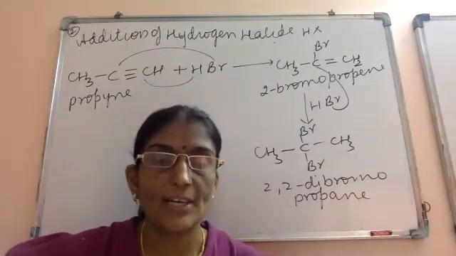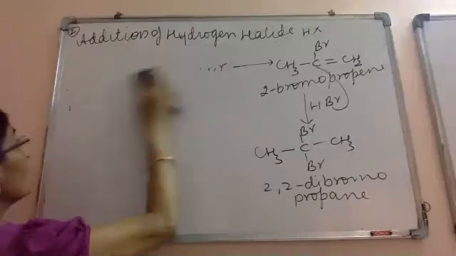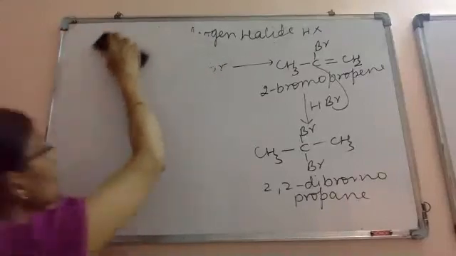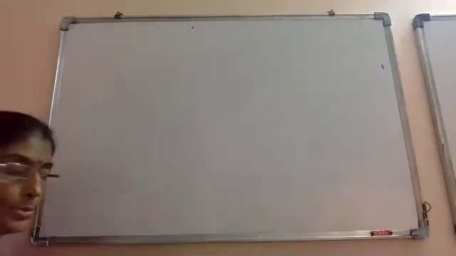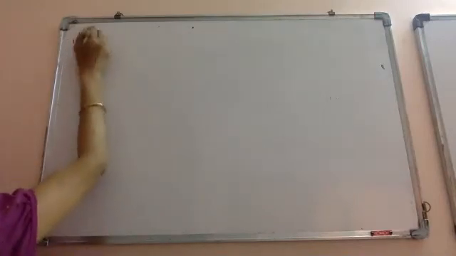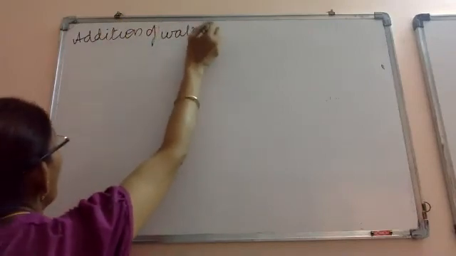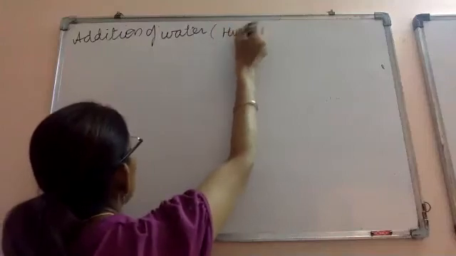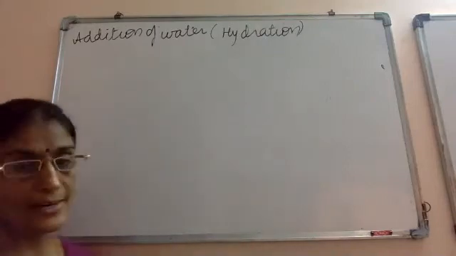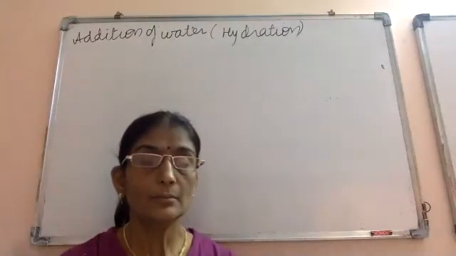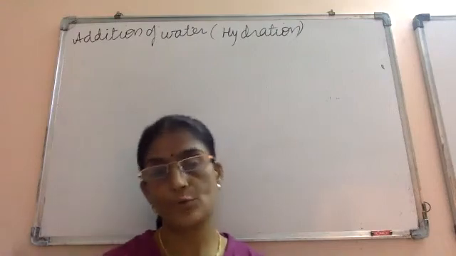Now the next addition reaction is addition of water. Very important reaction. Addition of water is called hydration. Removal of water is called dehydration. Addition of water is known as hydration reaction. Here also, water is added on alkyne according to Markovnikov rule. How? See.